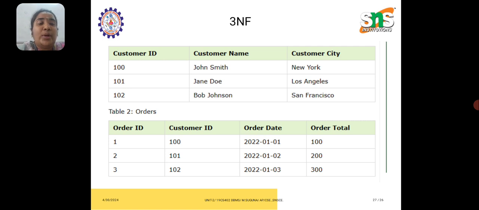Table 1 is split into customer ID, customer name, and customer city. The customer ID is represented with 100, 101, 102. The customer name is John Smith, Jane Doe, and Bob Johnson. City name is New York, Los Angeles, and San Francisco. Table 2 consists of orders: order ID, customer ID, order date, and order total. Order ID differs with 1, 2, 3. Customer ID differs with 100, 101, 102, and the order date differs with 2022-01-01, 2022-01-02, 2022-01-03. And the total amount is 100 rupees, 200 rupees, and 300 rupees.